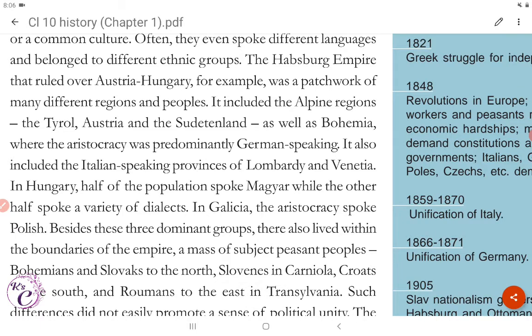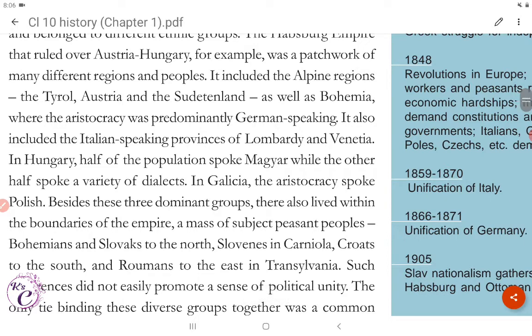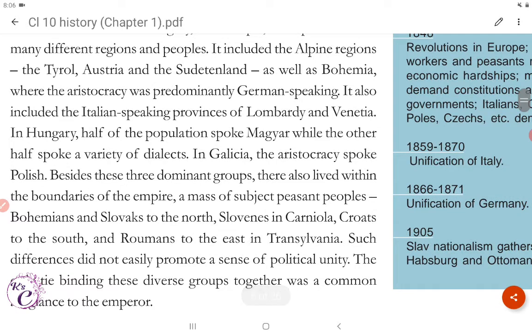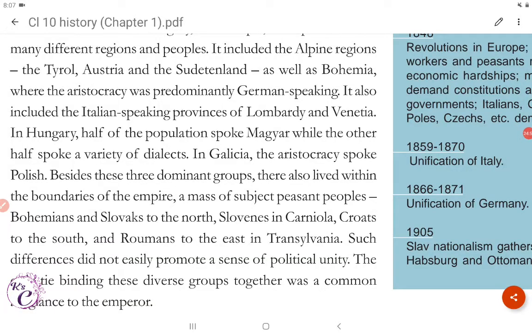It included the Alpine region, the Tyrol, Austria, and the Sudetenland, as well as Bohemia, where the aristocracy was predominantly German-speaking. It also included the Italian-speaking provinces of Lombardy and Venetia. In Hungary, half of the population spoke Magyar, while the other half spoke a variety of dialects.